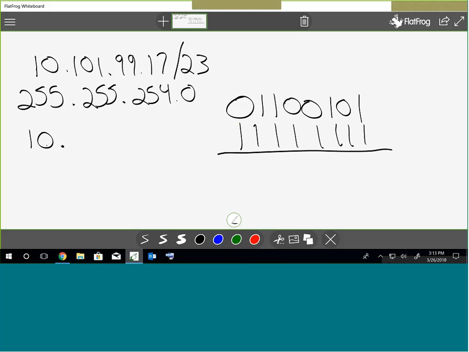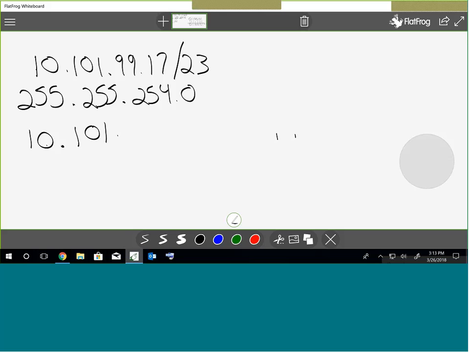Right? Yep. What follows through, folks? 101. So we know in the second octet, the network this host is on is 101. Now here's where it gets interesting. Let's look at this third octet.